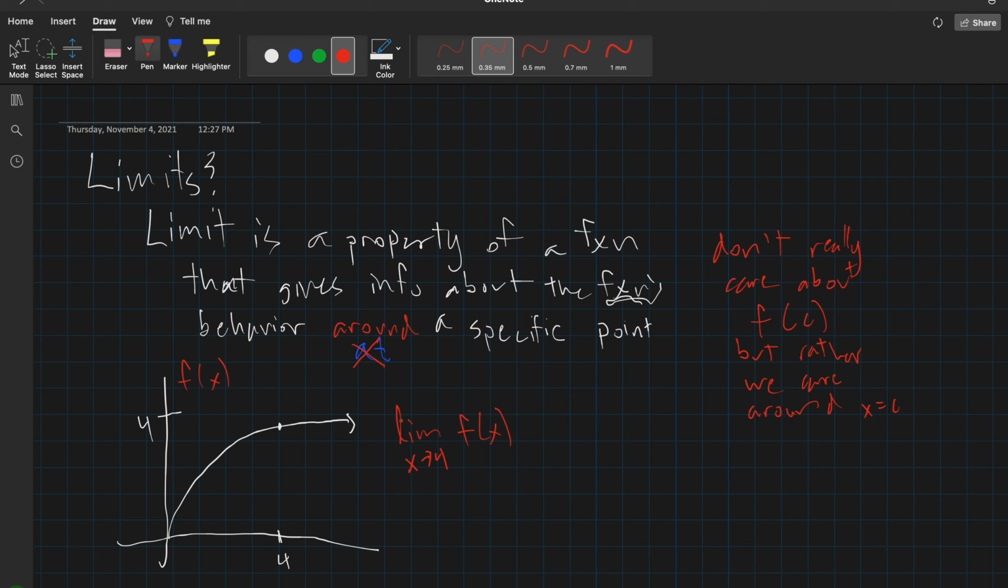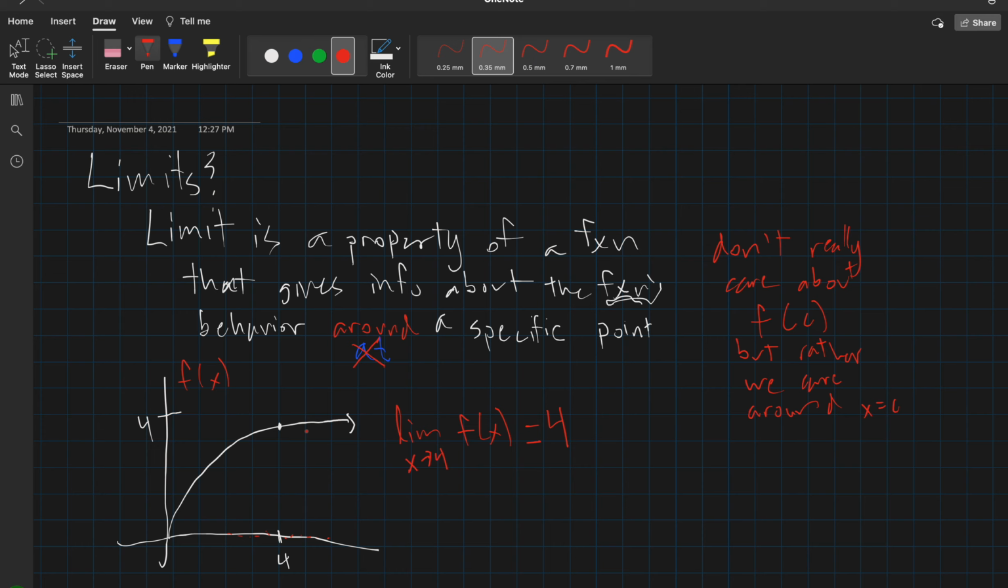So again, I'll go over how to read this. This right here is saying, what is the limit as x approaches 4? So as our x values approach near 4, of our function f of x. So in this case, our answer here would be 4.